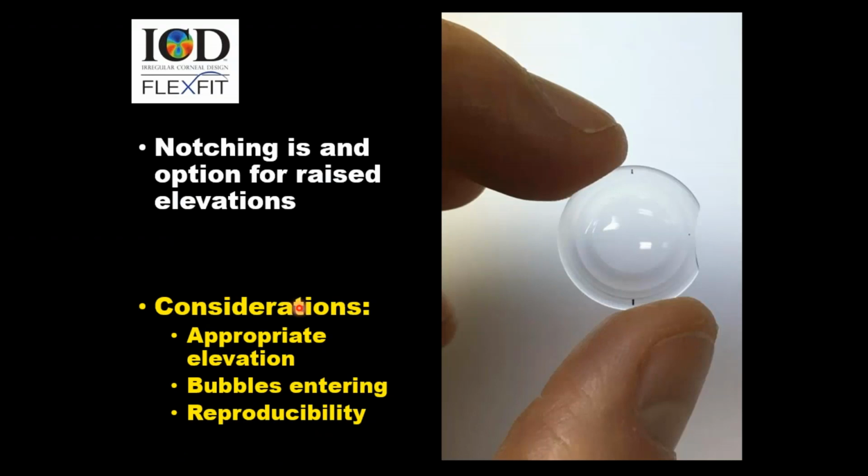Now, notching is an option, and this can work well when that lens is just a real issue that we can't go smaller, we can't go larger. We have to cut out a section of the lens, and this can be done. But just consider that when you cut out the lens, there's a good chance that we can cut out too much and create a gap, allowing bubbles to get in there. Reproducibility may be a concern because it has to be hand finished. So we notch as a last resort.